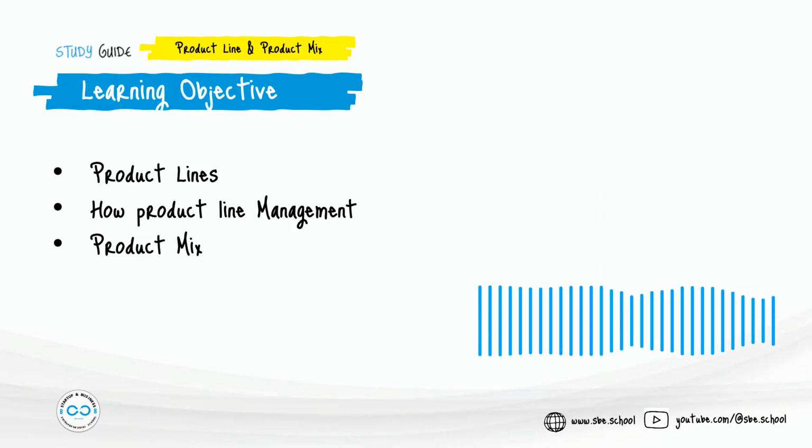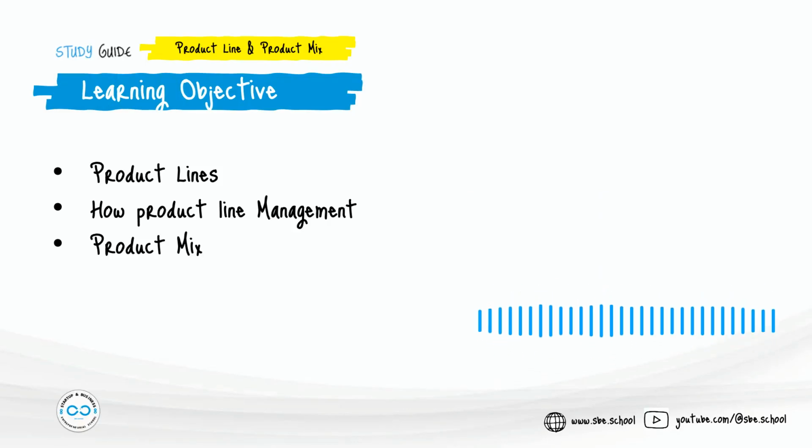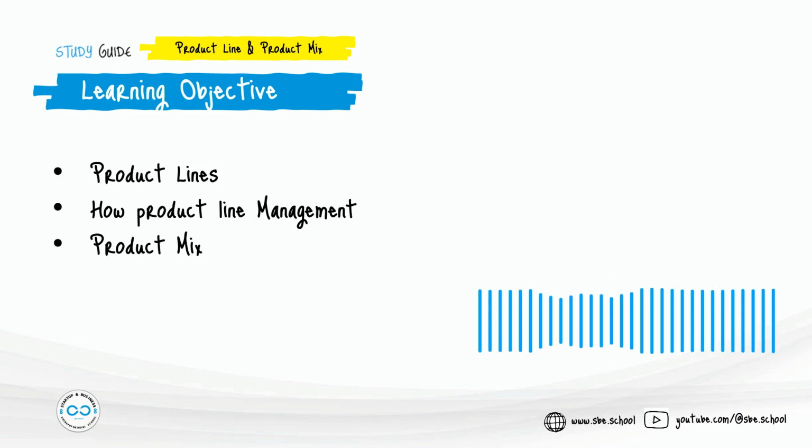Today we will learn the following. 1. To understand what is a product line and its relevance in product management. 2. To understand how product line can be managed. 3. To understand the difference between product mix and product line concepts in product line management.